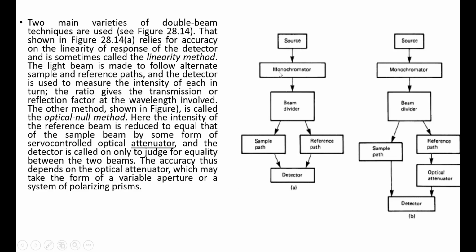So you have a source of light, which is passing to the monochromator. The monochromator is selecting the light beam. The light beam is divided into two parts because it is double beam. Here is the sample holder. Here is the reference holder.